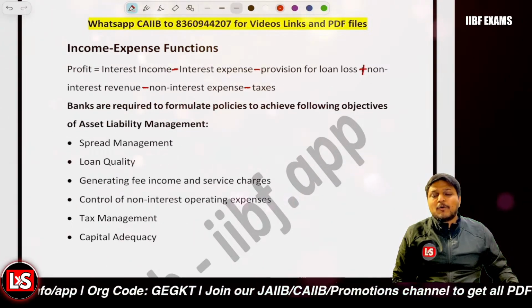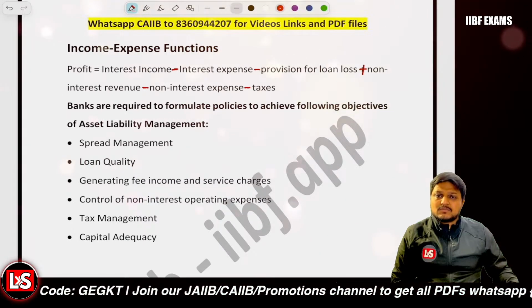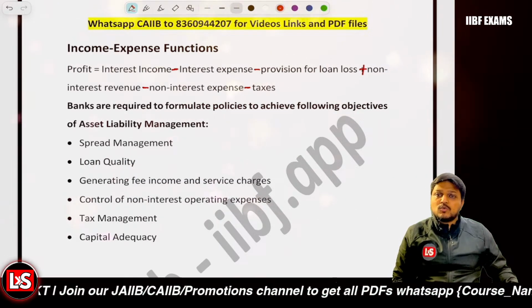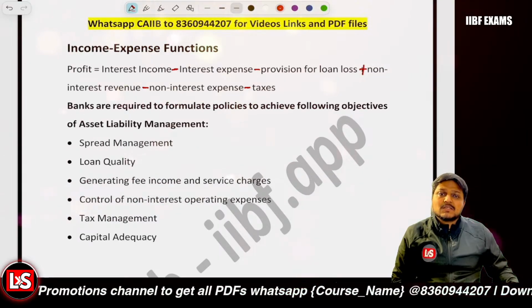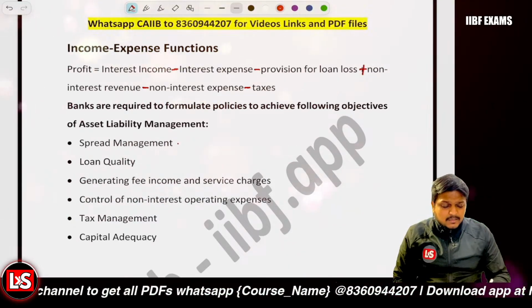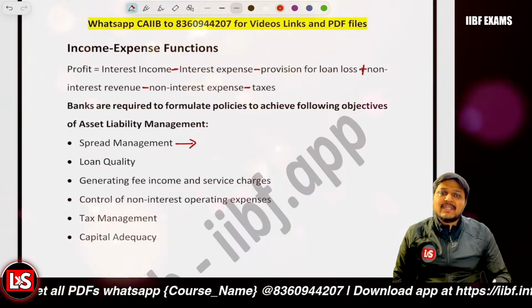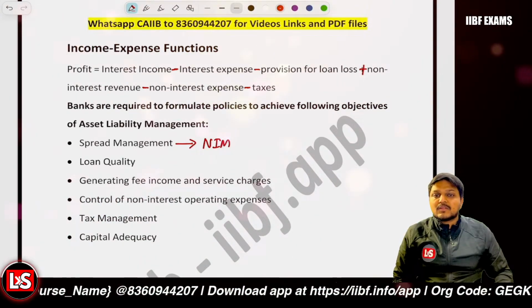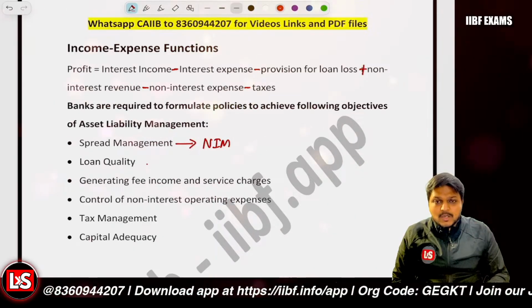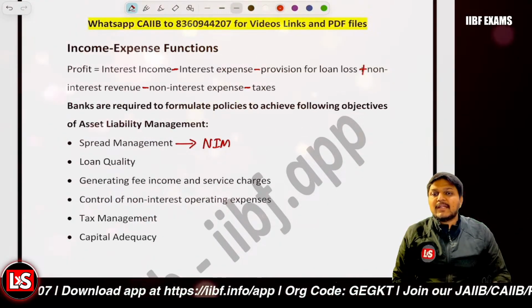And the key policy objectives under the ALM are what? The key policies that we want to achieve: spread management. Spread management means we need to maintain a profitable, healthy NIM, net interest margin. And when we're talking about the loan quality, we are to control the NPAs and credit risk.